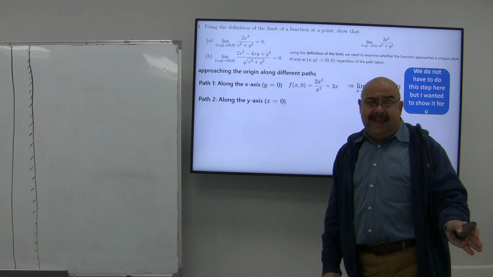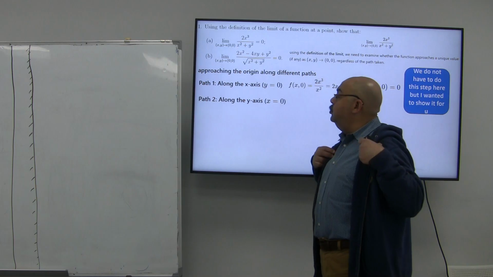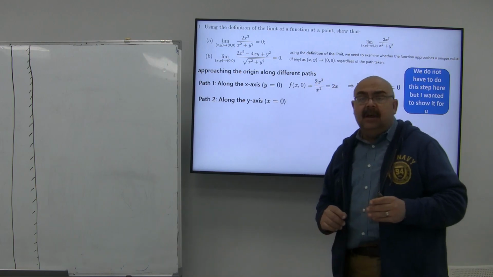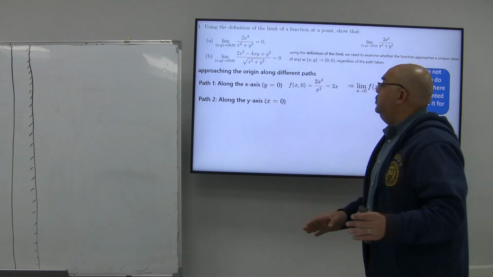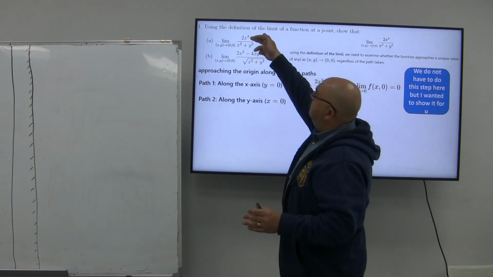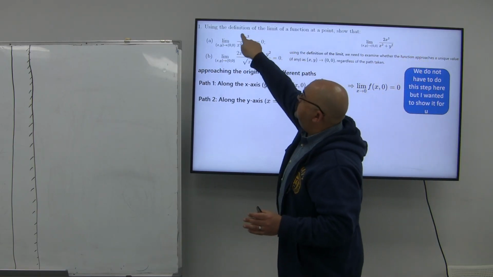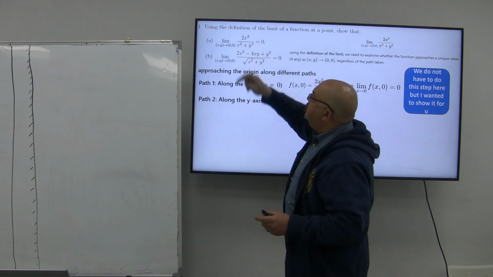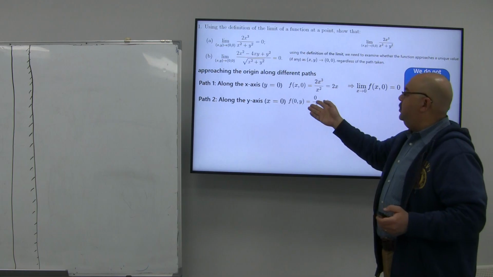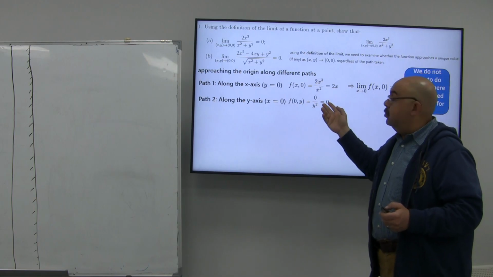Let's do again what we did, but on the y-axis. The y-axis means x equal to 0. With a similar treatment, I will just put every x equal to 0 in the kernel of this limit, and you will have 0 over the value of y squared, which is simply 0.